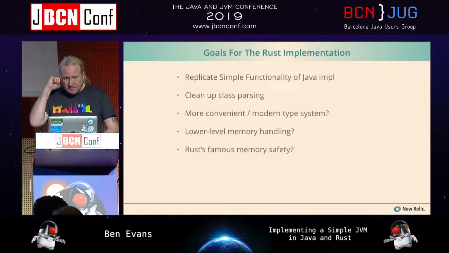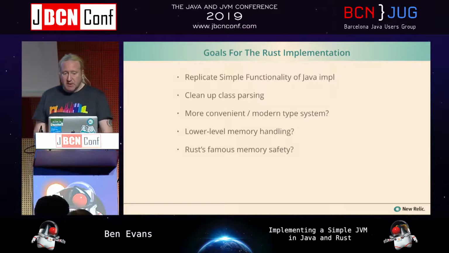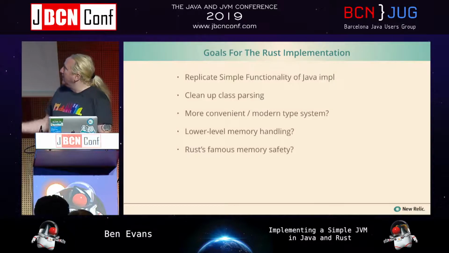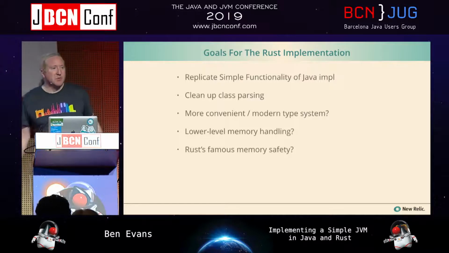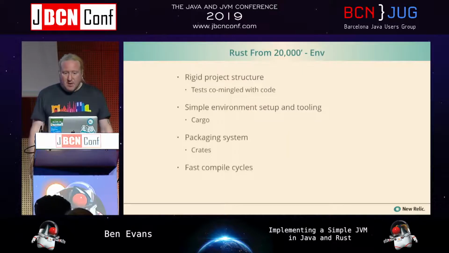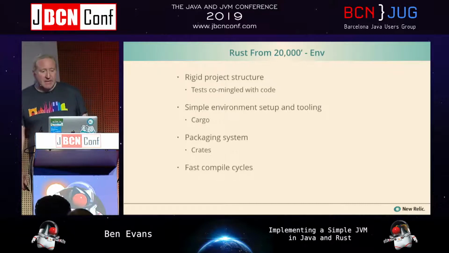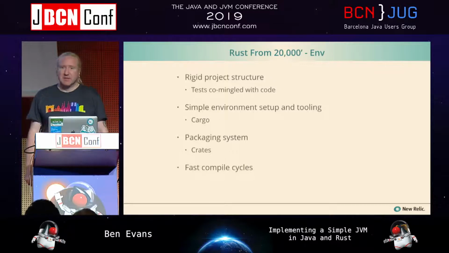So we want to replicate the simple functionality of the Java implementation. We want a cleaner class parser, and we want to use the more convenient type system that Rust has. This also means dealing with lower-level memory handling, and hopefully, we'll be able to use Rust's famous memory safety to try to do better. So from 20,000 feet, Rust is a bit strange for a Java programmer. It has a very rigid project structure, and the rules for that are not well documented.